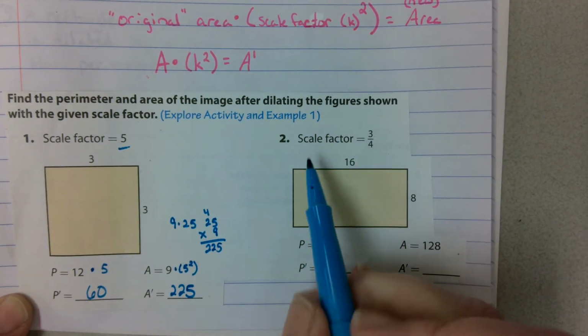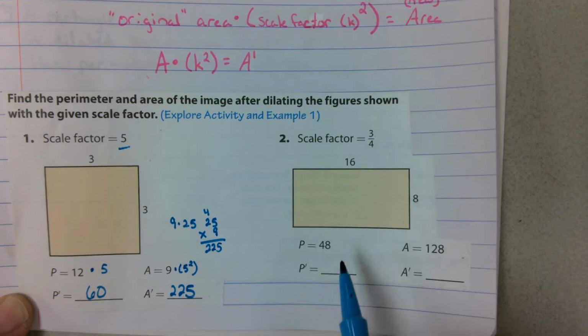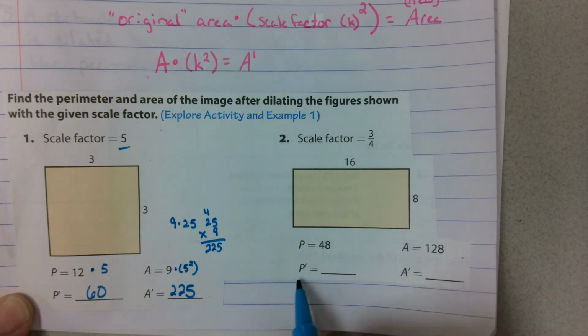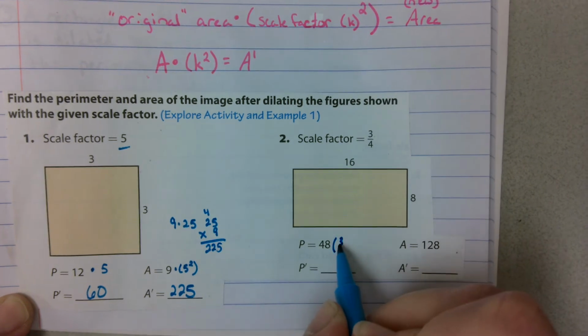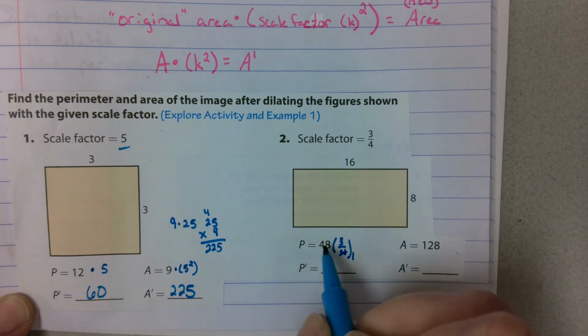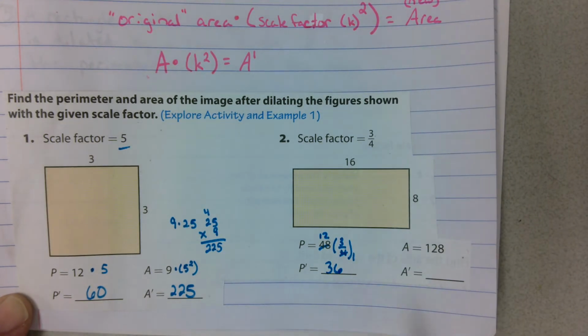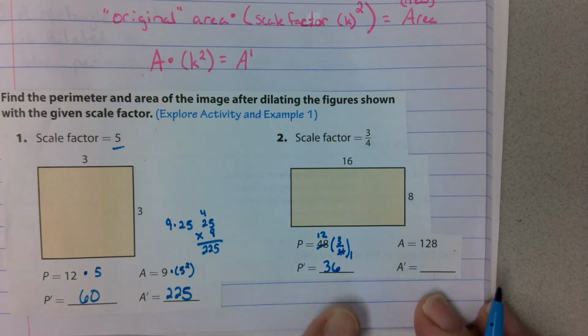My rectangle here has a scale factor of 3/4. Perimeter is 48. And then to find the perimeter of my new image, all I do is multiply the perimeter times my 3/4. That's 1, 12. 12 times 3 is 36. And if you need to multiply that out, that's not a problem. I just simplified first. All right.